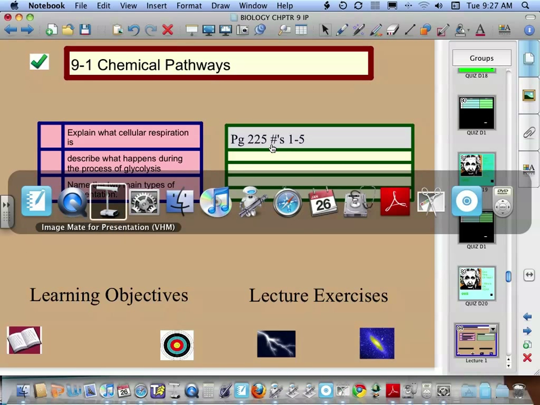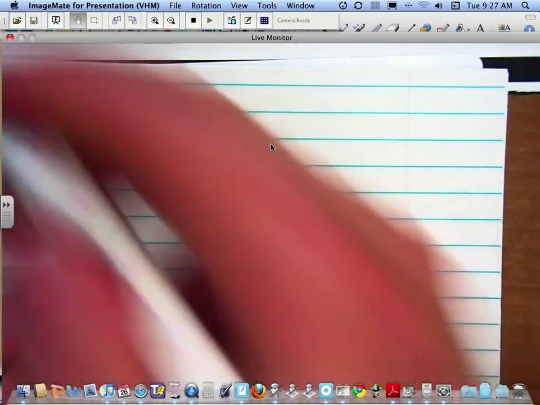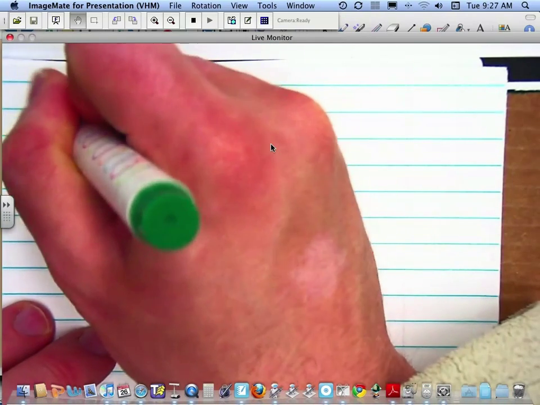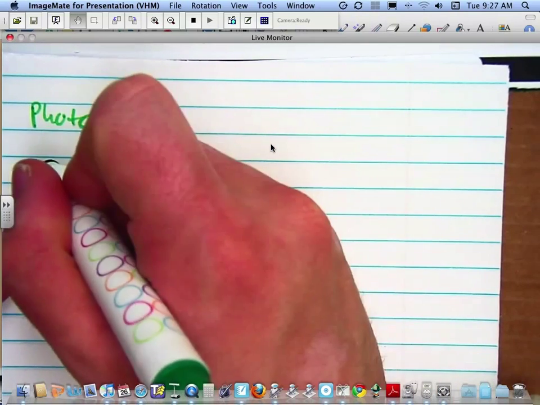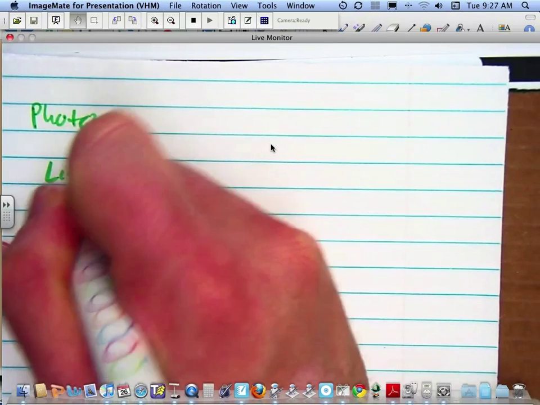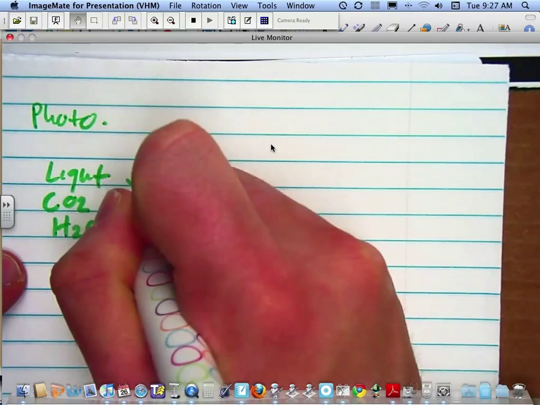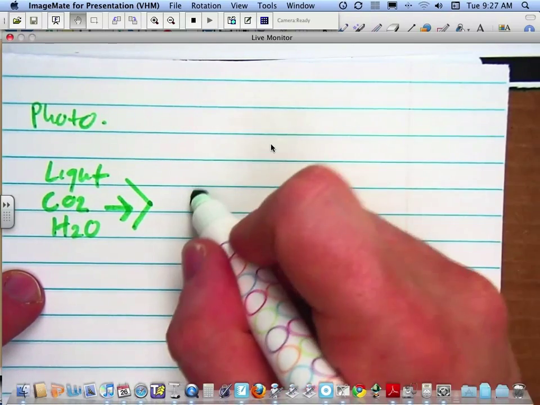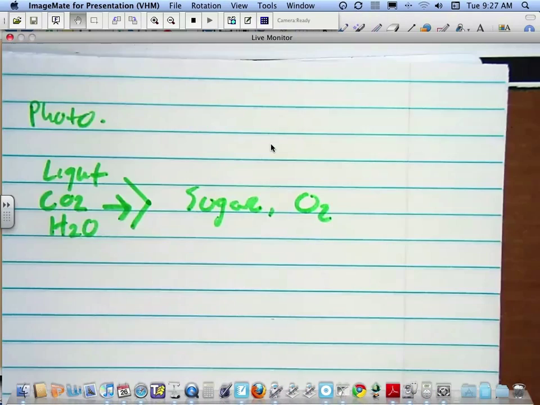Let's just take a minute and review what we learned last chapter real quick. Last chapter, we learned that in a process called photosynthesis, light, carbon dioxide, and water come together and produce sugar and oxygen. All right? Pretty sweet. That's photosynthesis. Now we're going to learn about the other end of the coin.